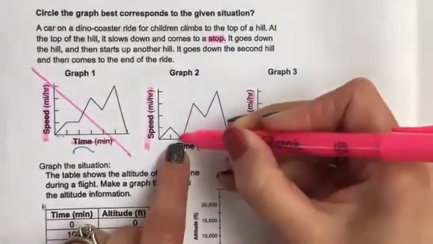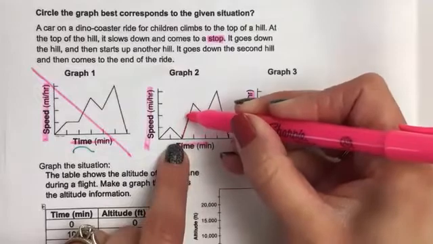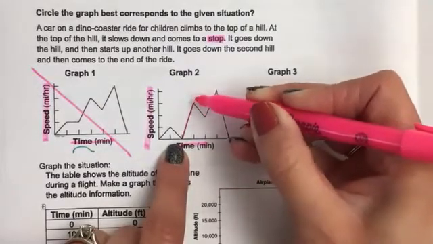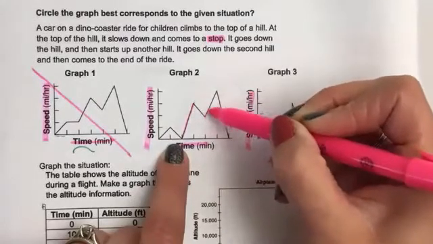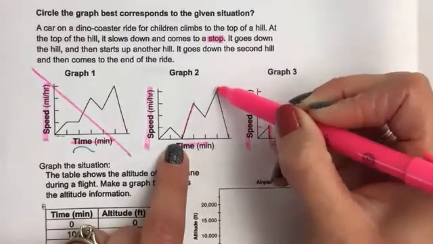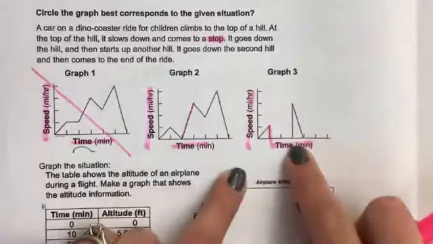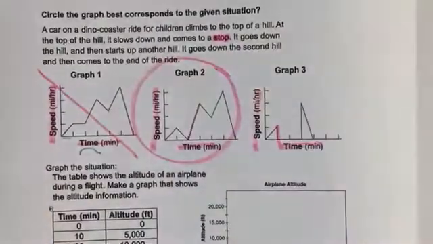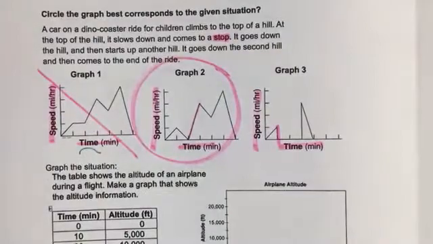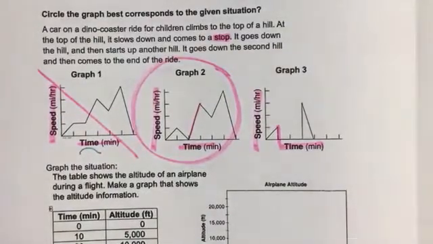So that would be this gradual, like up, up, up, up. You're going faster, faster, faster, faster. And then it goes down the second hill and then comes to the end of the ride. And then this one is very much more abrupt. So you would be able to make the connection with graph 2. So it's kind of just being able to read and see what happens with those graphs.